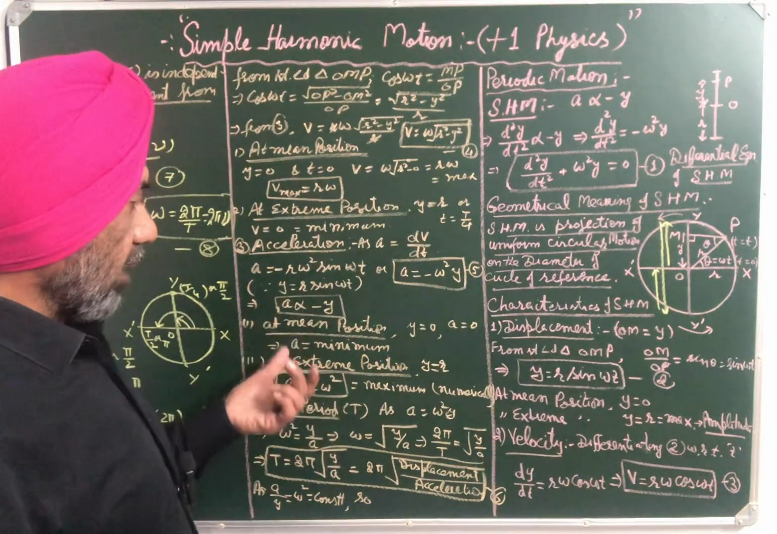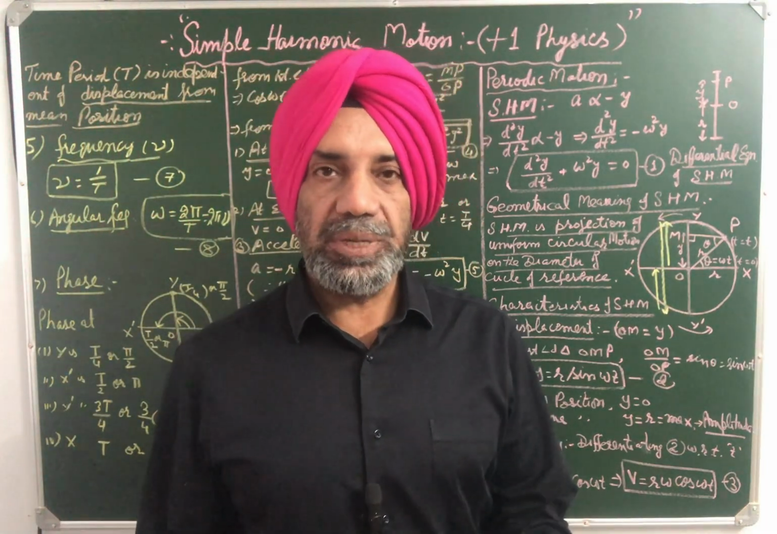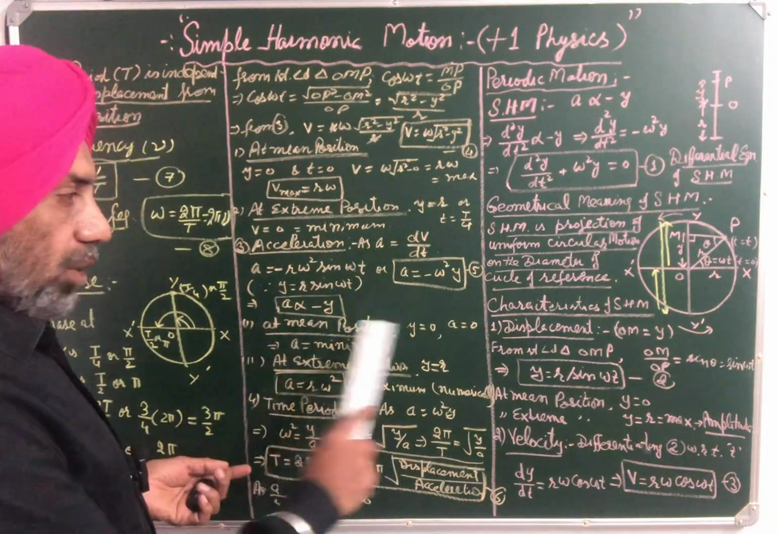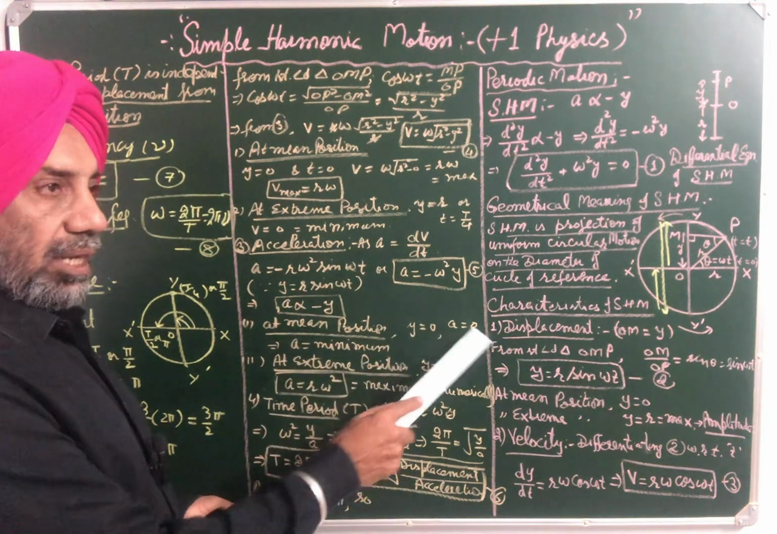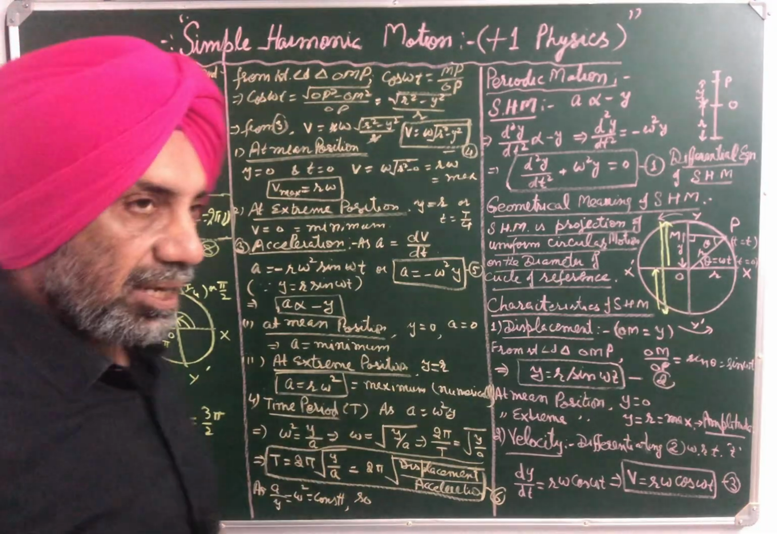That is, in case of simple harmonic motion, acceleration is directly proportional to displacement from the mean position and directed toward the mean position. And it is a to and fro motion. So a is proportional to minus y. So at mean position, y is 0, a is 0.